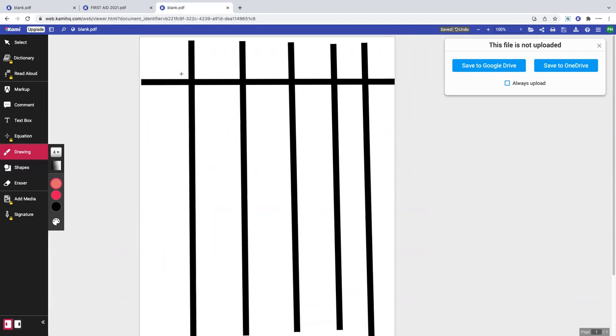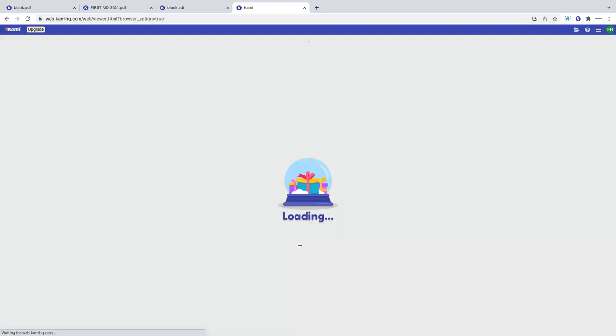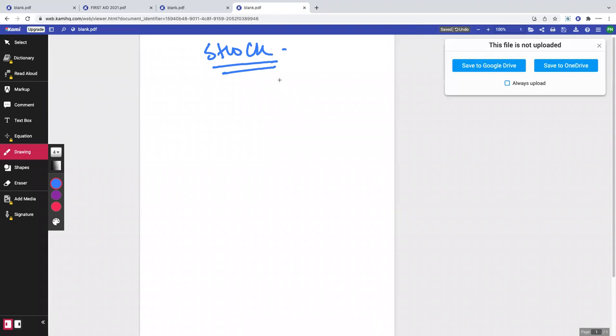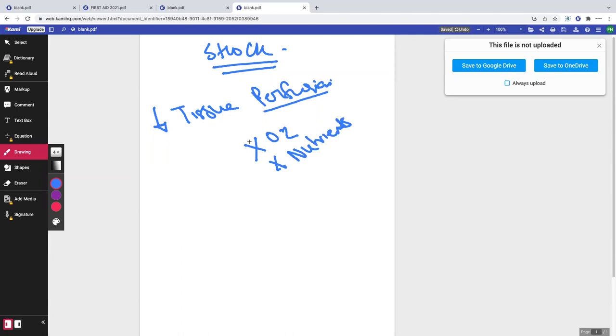Now, what is shock? The number one concept behind your understanding of shock is that shock is any phenomenon that results in decreased tissue perfusion. Have I made myself clear? Perfusion means blood flow. As a result, there is decreased supply of oxygen and decreased supply of nutrients to the tissues.